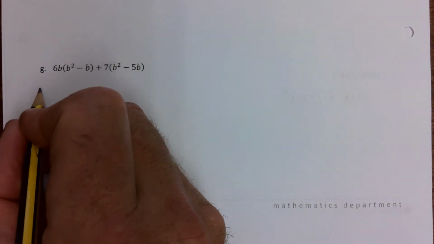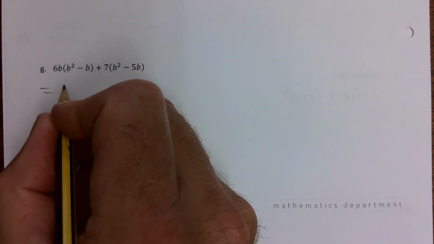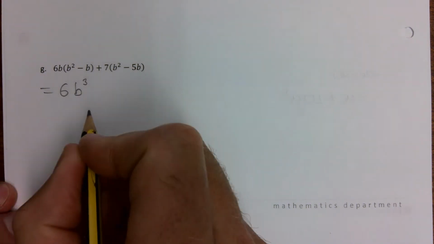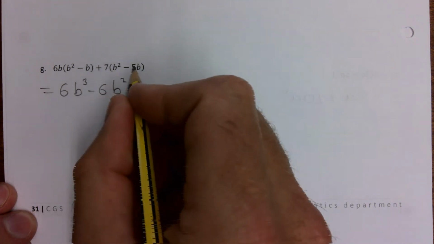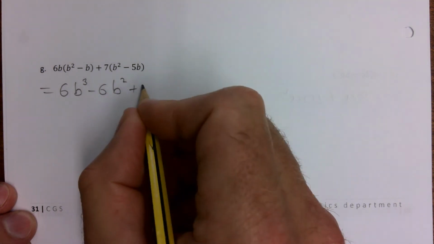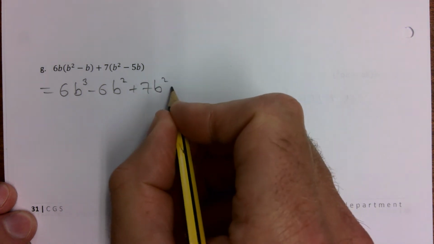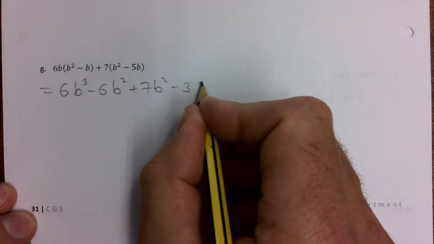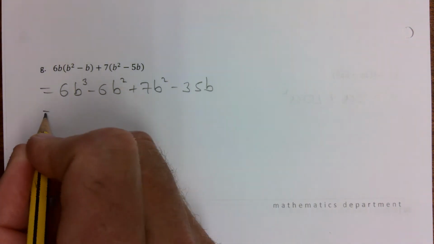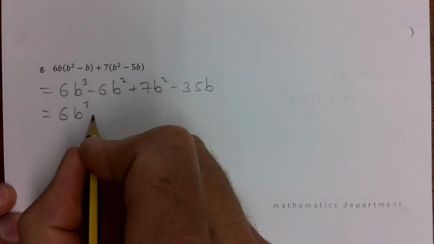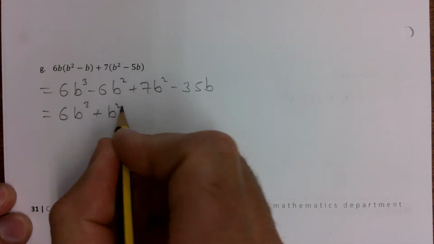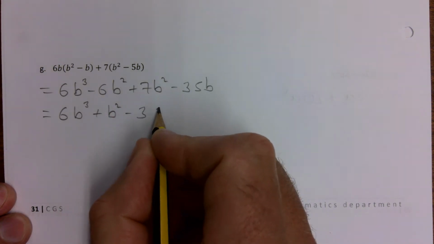This one here then, 6b times this bracket is going to give me 6b cubed minus 6b squared, multiplying this bracket by 7, plus 7b squared minus 35b. Tidying this up, 6b cubed plus b squared minus 35b.